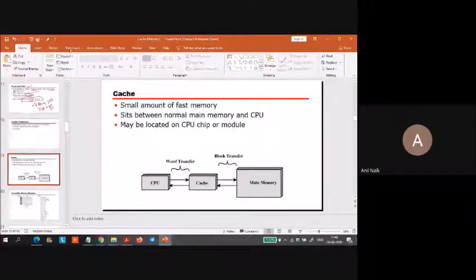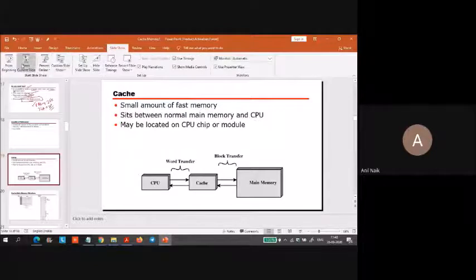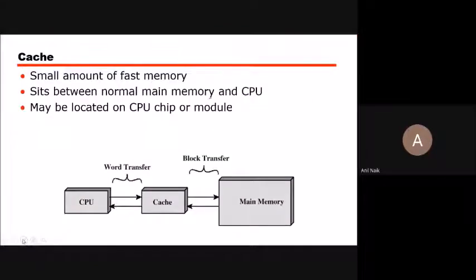We also discussed the cache memory. So cache means a small amount of fast memory. It sits between the CPU, the central processing unit, and the main memory. So this is called cache memory. It sits between the main memory and the CPU, and it may be located on the CPU chip or module.